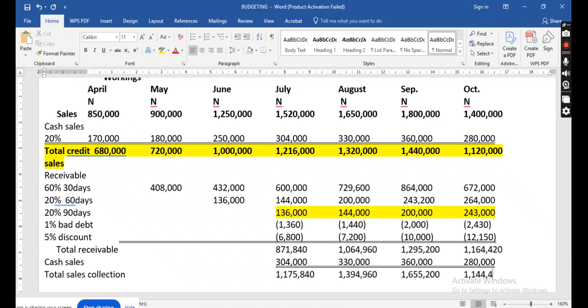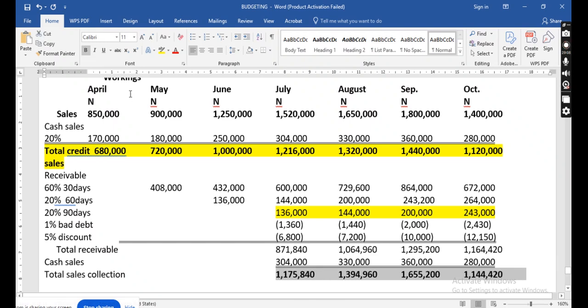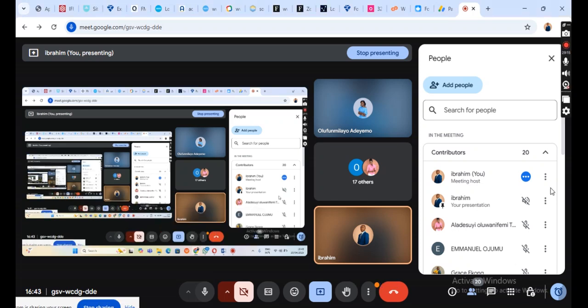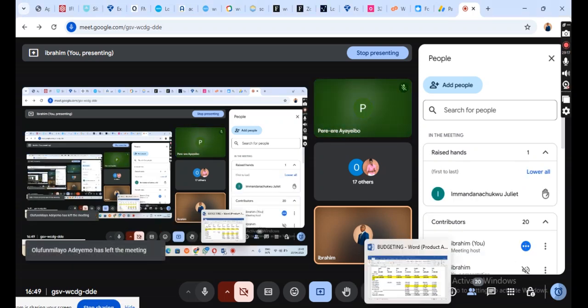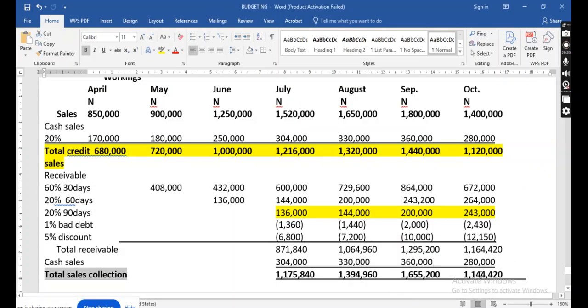1,144,420. Okay. Class, who did not understand what we are doing here? If you didn't understand, let me know. Do you have anyone that did not understand? That October is 444. It's not 420. It's not 144. It's 444. Okay.